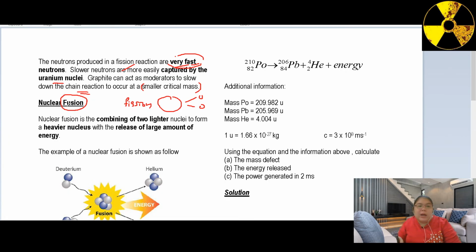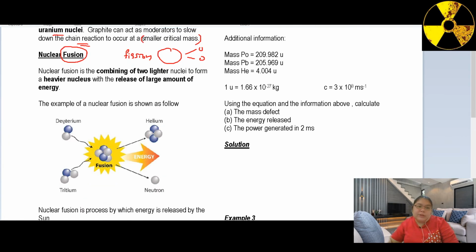Okay, now is fusion. Fusion is the opposite. Now you see fusion, what they're talking about. Nuclear fusion is combining. Okay, they want to combine. They don't want to split. Combine the two lighter nuclei to form the heavy nucleus. So that means they are opposite to fission.